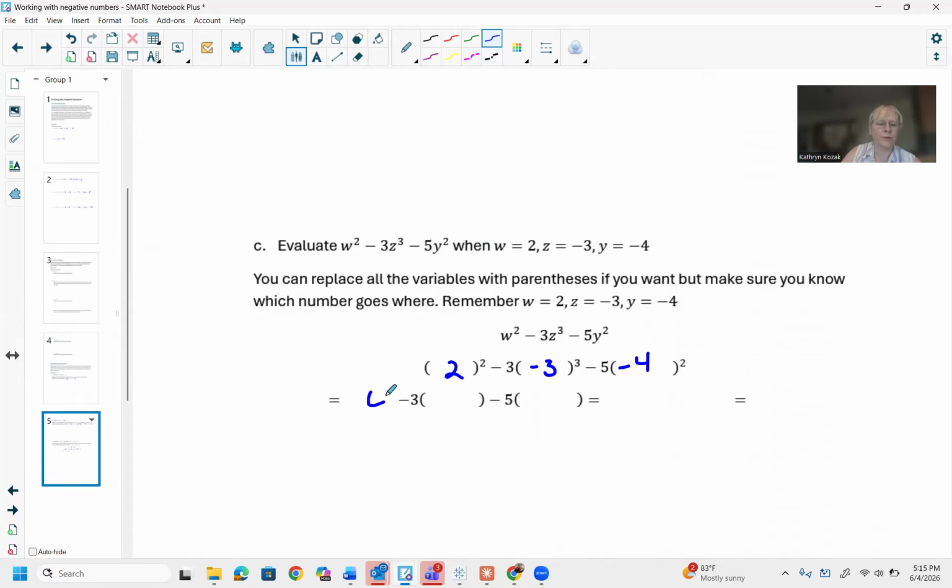And that's going to equal 2 squared is 4, minus 3 times negative 3 cubed, which is negative 27, because it's negative 3 times negative 3 times negative 3. And then minus 5 times negative 4 squared. Negative 4 times negative 4 is positive 16. That gets me 4 plus 81 minus 80. Combine those together and you get 5.